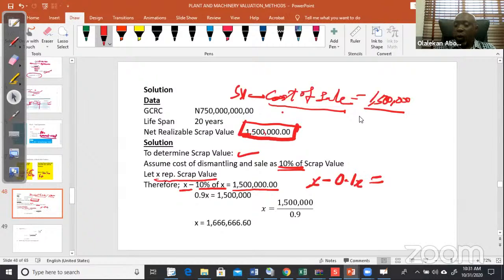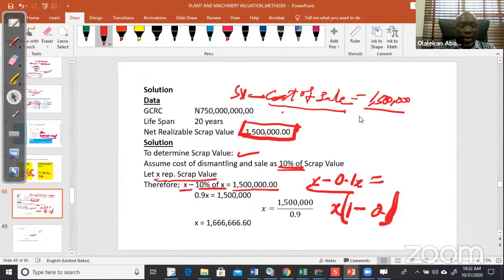That is what will give you 1.5 million. So the coefficient of X here is 1. If you choose to factorize this, X is common to 1 minus 0.1. That is what this factorization will be.